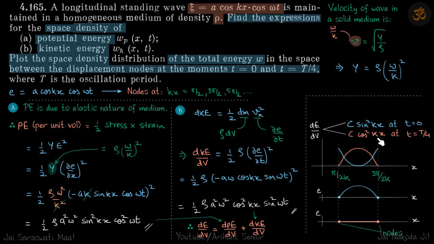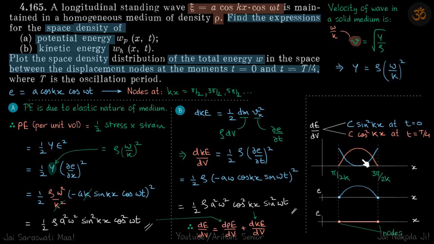And at t by 4, at x is equal to pi by 2, sorry, x is equal to pi by 2k, this term will become 0. So it will start at 0. And then it will reach its maxima and then it will go down. So this is the plot of d by dv versus x at t is equal to 0 in blue and at t is equal to t by 4 in red.